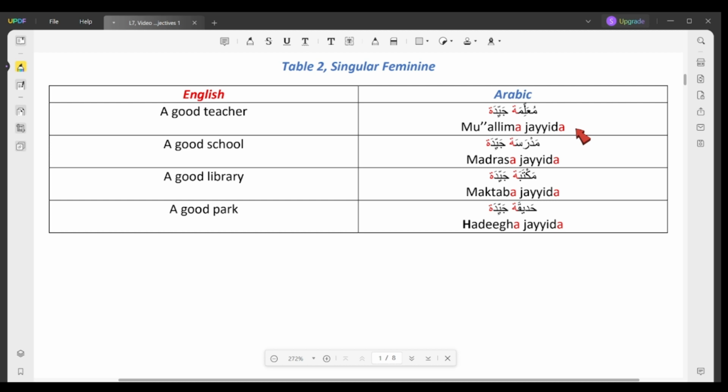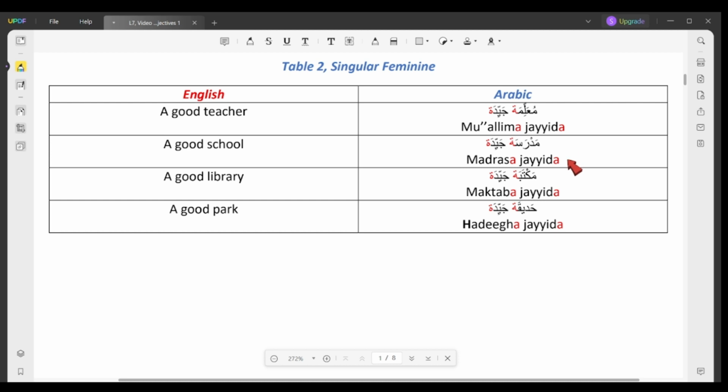And from that, we understand the first rule of adjectives in the Arabic language. And that rule is that adjectives need to match the word they refer to in terms of gender. Gender means if we are talking about a guy, the adjective also has to be in the masculine. And if we're talking about a girl, the adjective has to be in the feminine form.